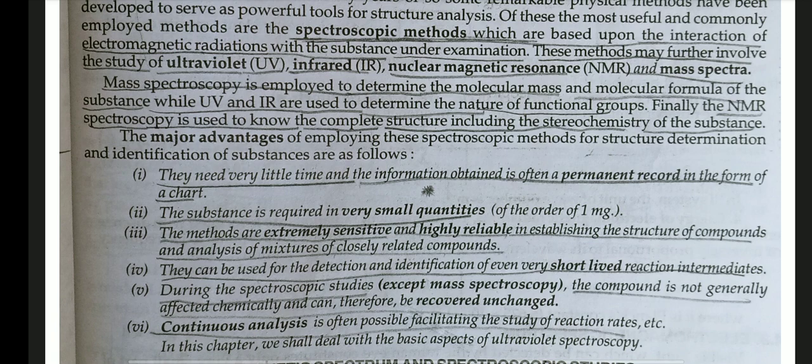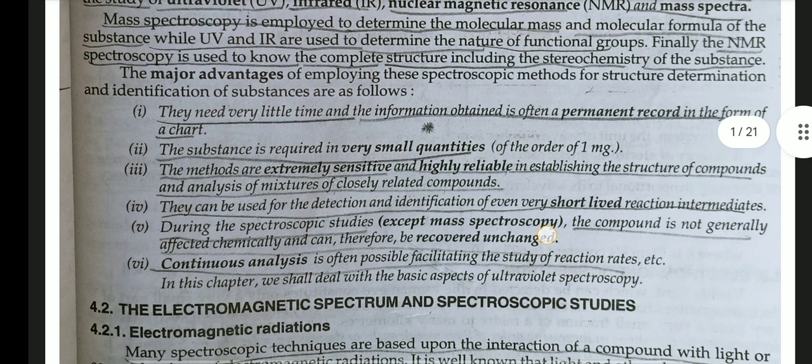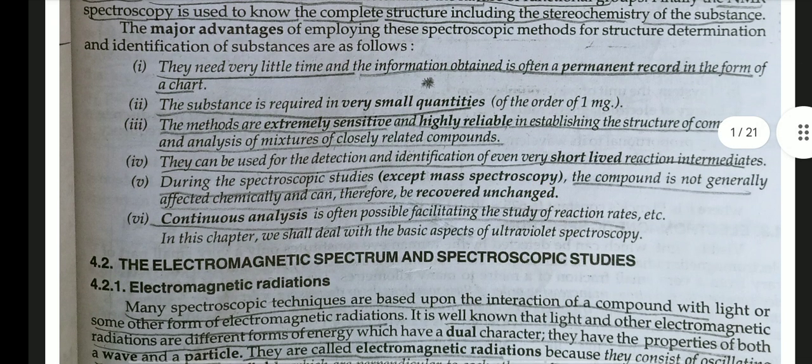They need very little time, and the information obtained is often a permanent record in the form of a chart. The substance is required in very small quantities. The methods are extremely sensitive and highly reliable in establishing the structure of compounds and analysis of mixtures of closely related compounds. They can be used for the detection and identification of even very short-lived reaction intermediates.